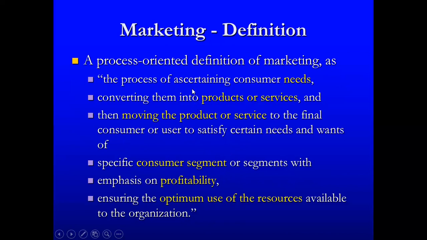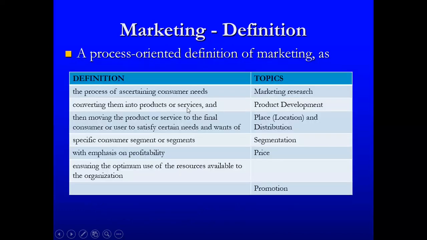So because of these various processes, we have various topics in marketing. The topics include marketing research to ascertain consumer needs and other aspects of marketing, then product development, then factors considering location and distribution, then market segmentation, then price factors, and finally promotion.